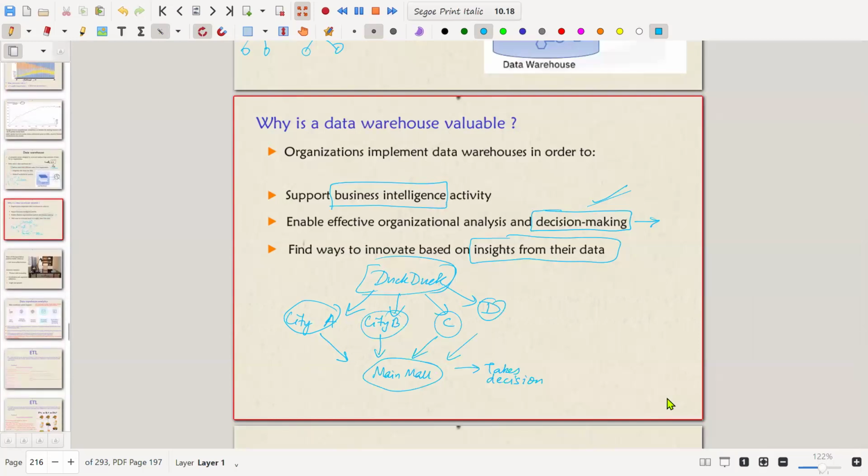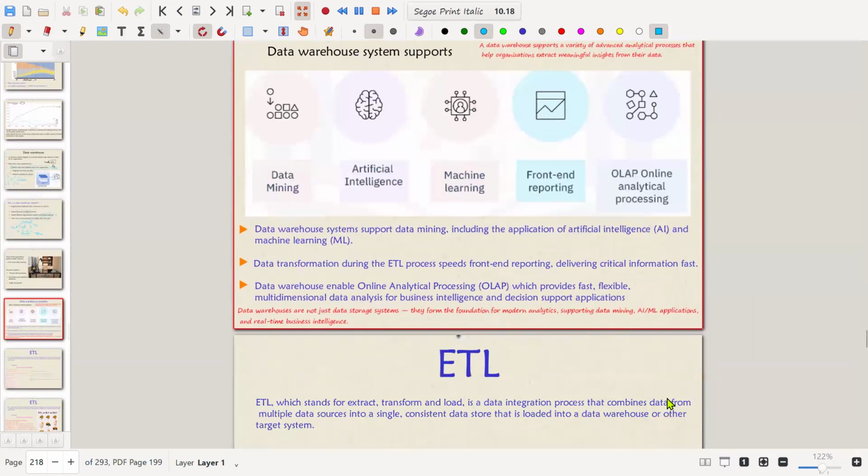Now, fine. Let us see this one. So you can see.